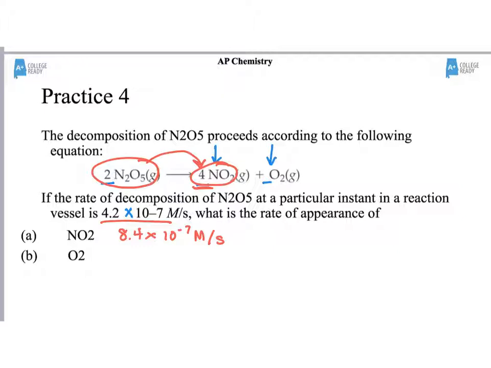What about the oxygen? We know the rate of this. What's the rate of this? We know this is a 2 and this is a 1. And what can we say about that relationship? Well, it's going to be slower. How much slower? It's going to be half. So what's it going to be? 2.1 times 10 to the negative 7 molar per second.